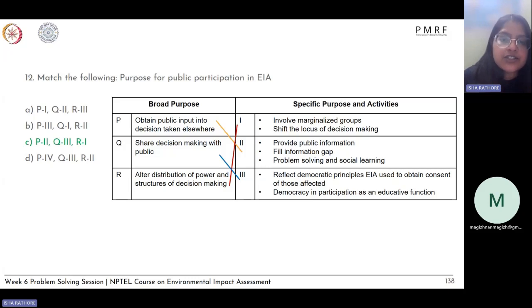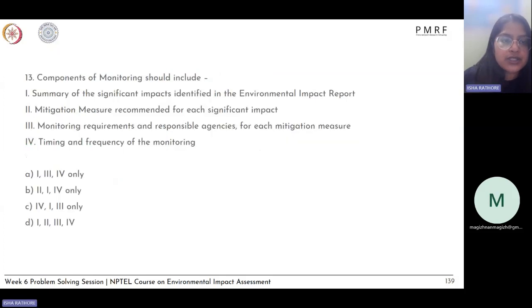Q, which is to share decision making with the public, includes activities like reflecting the democratic principles of EIA, used to obtain consent of those affected, and democracy and participation as an educative function. So Q matches with 3. Then R is to alter the distribution of power and structures of decision making. It matches with 1, which includes activities like involving the marginalized group and shifting the locus of decision making. So the correct answer is C, that is P matches with 2, Q matches with 3, and R matches with 1. Moving on to the next question.